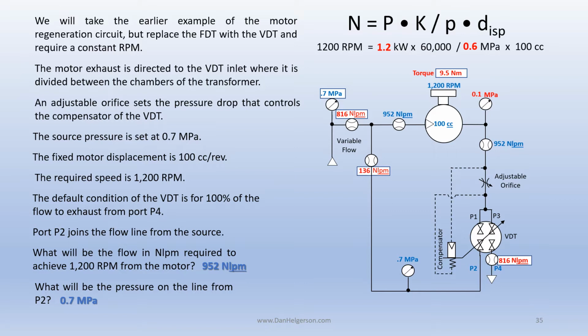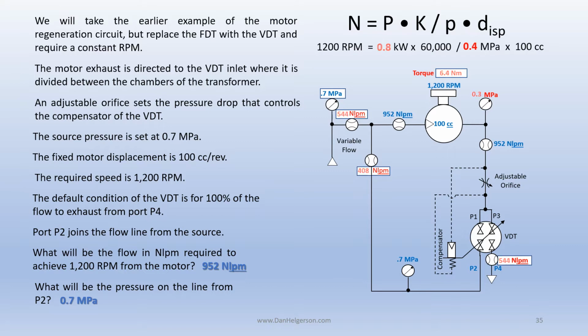So here we've reduced the flow from port P4 down to 816 normal liters per minute, and we have added 136 normal liters per minute into the source flow. But as you can also see, we have reduced the flow that we have coming from our source, which has now been reduced to 816 normal liters per minute.